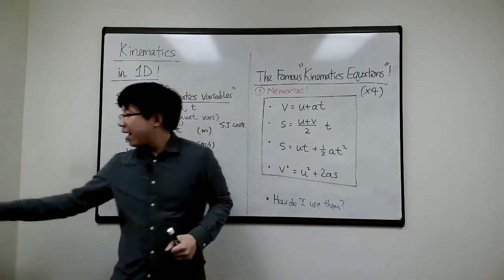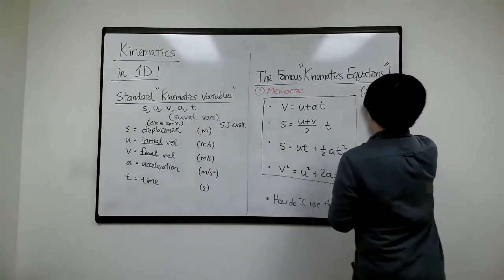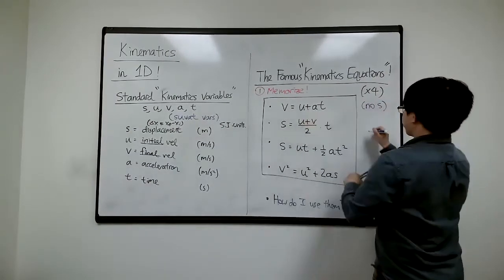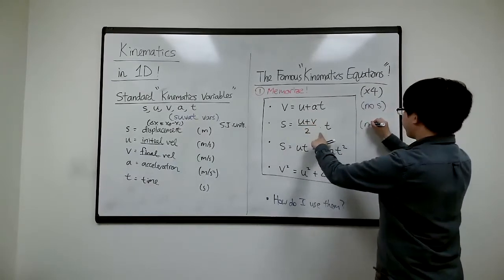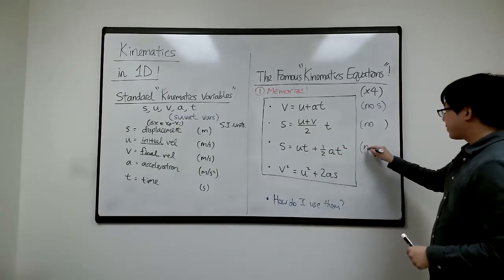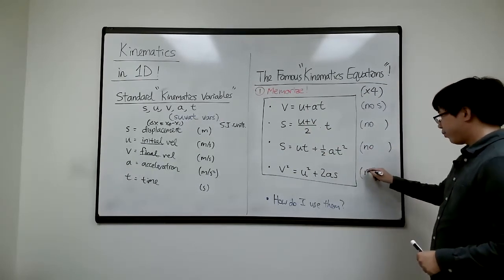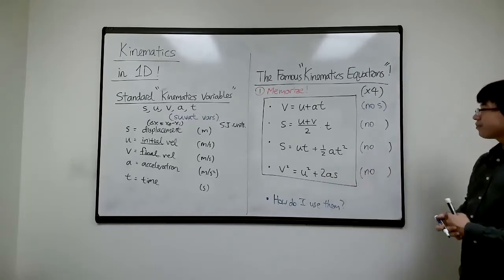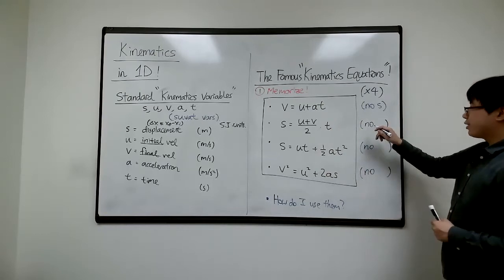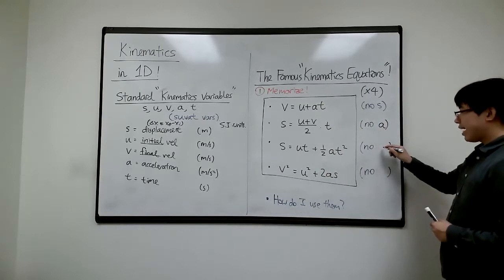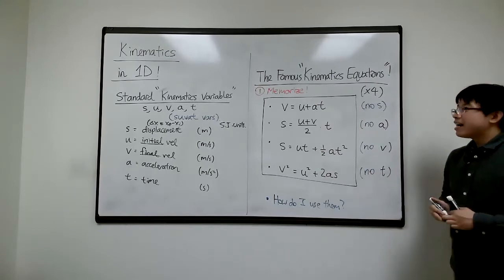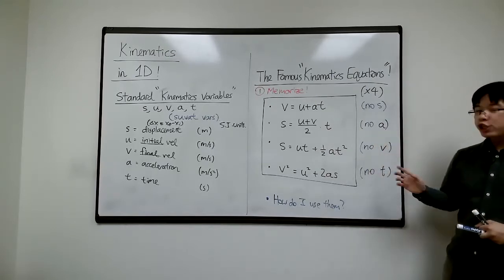So you will notice this one has no S. This one has an absence of, which variable is absent? You can fill in the blank. Can you find out which variable is absent over here? Each one actually misses a variable. The answer is this one has no A, this one has no V, this one has no T. So this is what you will realize.